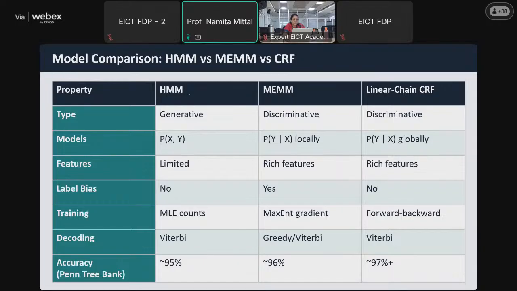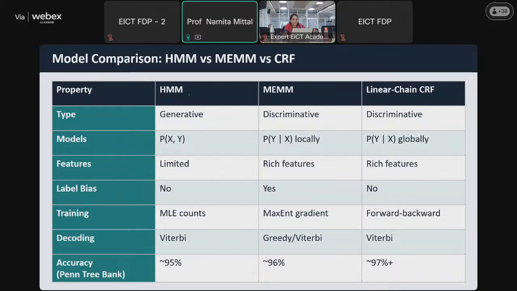So what is the issue with the HMM? There are limited features we can use because it is based on the joint probability. MEMM is local, although it has rich features, similarly for CRF. Label bias: in HMM there is no biasing because it works for the limited one. Sometimes in MEMM, yes, there may be, because it depends on the local context, and context may change after the local. That's why we say it's biasing. While it doesn't happen in CRF because it considers the whole corpus.